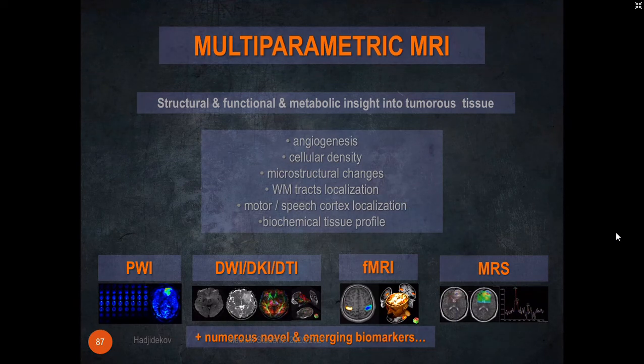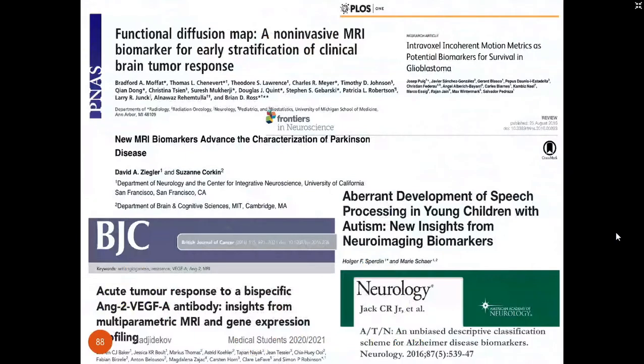And here we can discuss angiogenesis, cellular density, microstructural changes, the location of the white matter tracts, the motor and speech cortex localization. What about the biochemical tissue profile, and so on and so on. So you can see different articles on the functional biomarkers and functional diffusion maps.